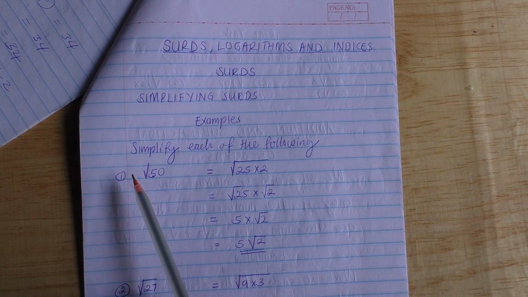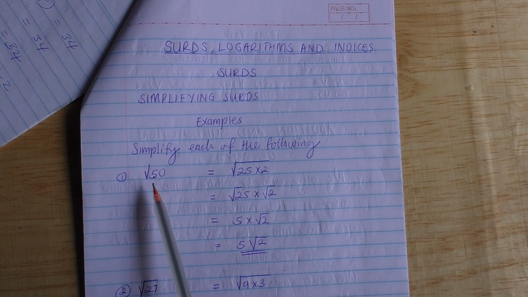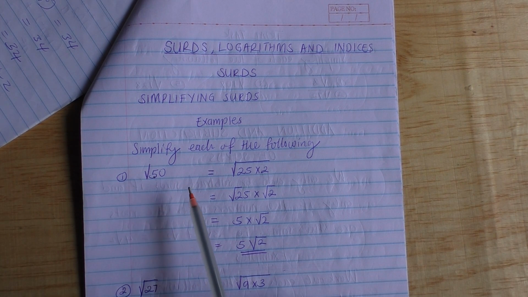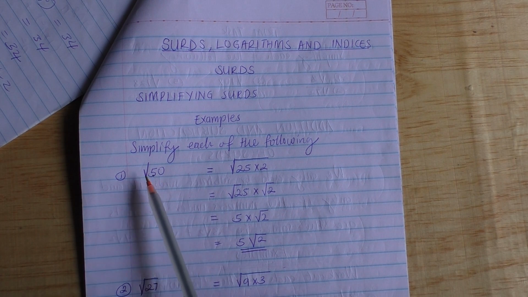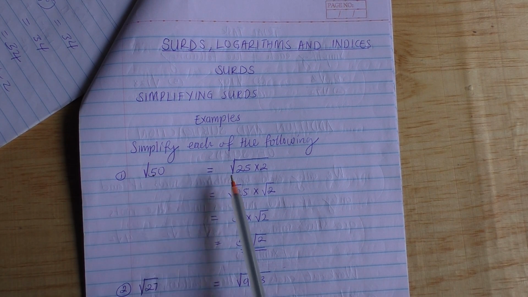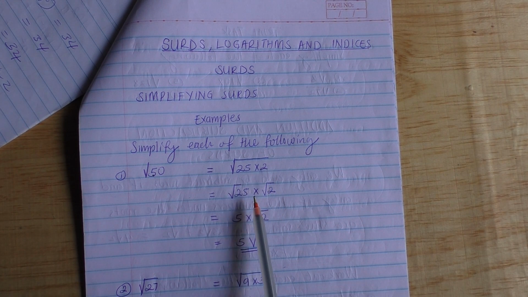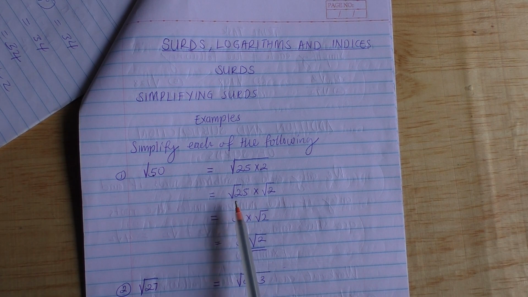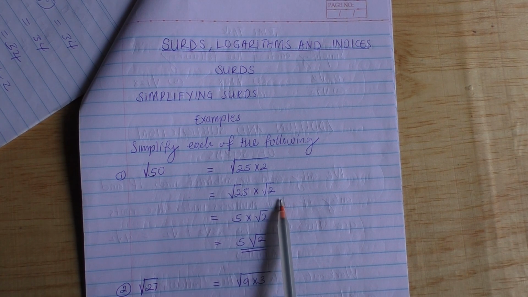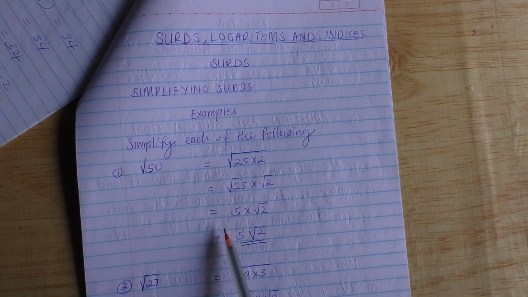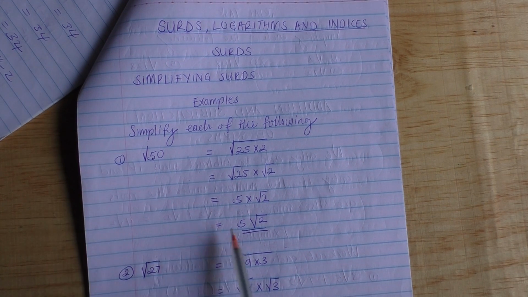Therefore, those factors that we shall use are 25 and 2, because 25 is a square number. So that means that 50 is 25 times 2, and therefore we separate. We get root 25 times root 2, which is 5, because root of 25 is 5, times root 2. So that gives us 5 root 2.